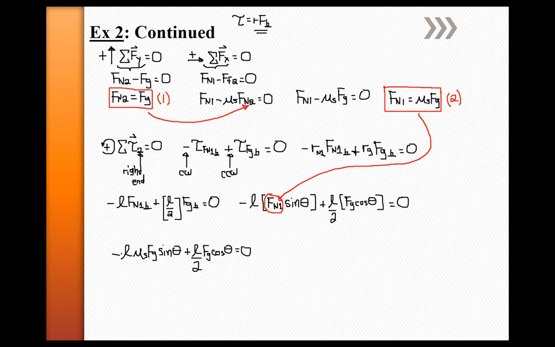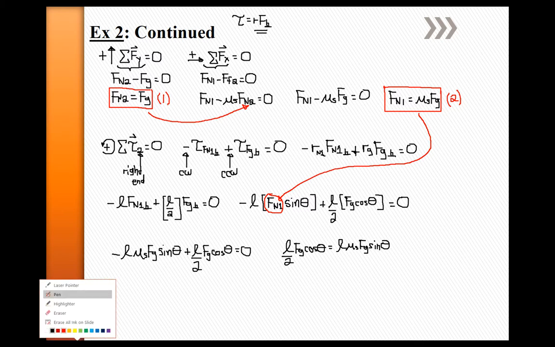Okay, I'm going to add this negative term to the other side. So I'm then going to have L over 2 Fg cos theta is equal to L mu s Fg sine theta. Now here's where we're going to have a payoff in keeping everything in terms of variables, which we had to do. What cancels? Common L on both sides and common Fg on both sides of the equation.